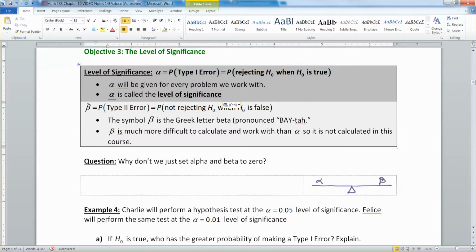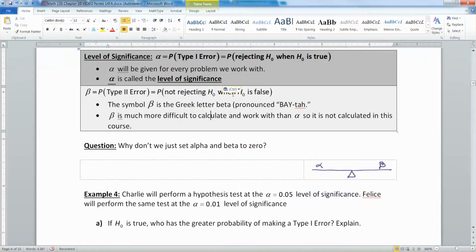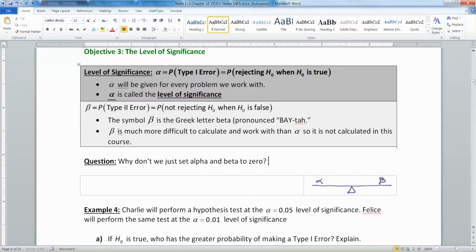Beta is this symbol. It looks like a B with a tail on it. That is the Greek letter beta. And that is the probability of making a type 2 error. In other words, not rejecting the null hypothesis when it was false. Beta is more difficult to calculate and work with than alpha, so we are not going to be dealing with it very much, other than to say that it deals with the power of the test and the bit that we are going to talk about on this page right here.